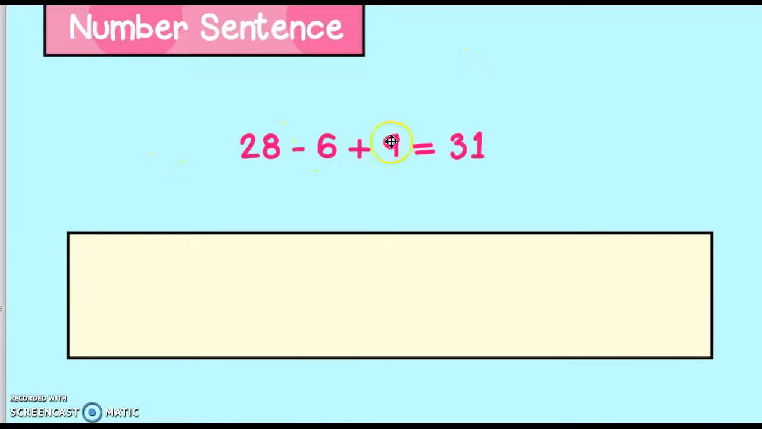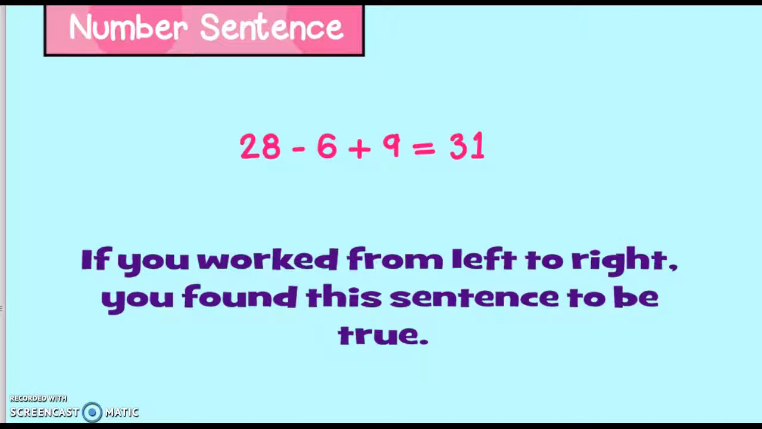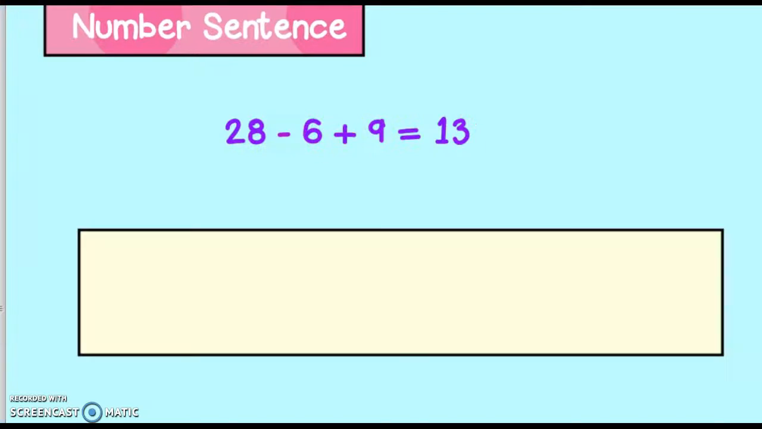28 minus 6 plus 9 equals 31. Did you decide if this was true or false? Well, let's look and see. If you worked from left to right, 28 minus 6 would be 22, plus 9 equals 31. So your answer could be true.